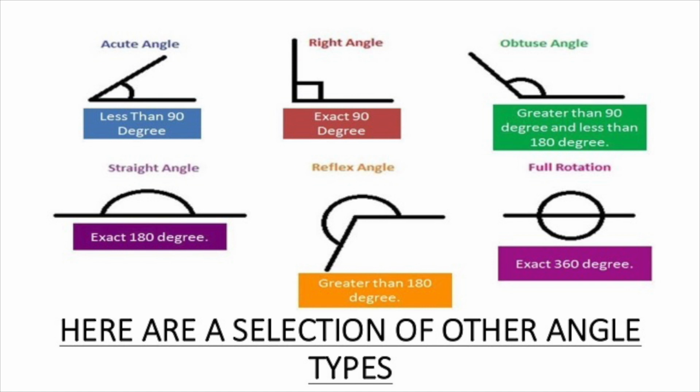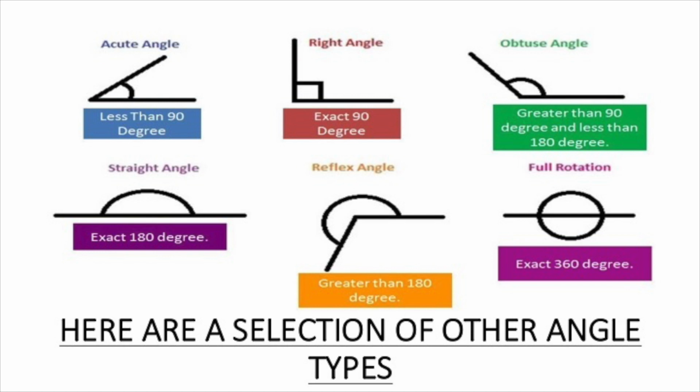And how about a straight line? What do we call a straight line? Straight angle, excellent. A straight line will give us exactly 180 degrees. A straight line will give us two right angles. 90 plus 90, 180. Then we have reflex angle, which is greater than 180 degrees.